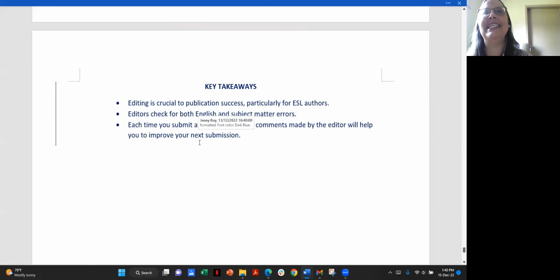Just a few key takeaways for you to remember for when you write your next paper. Editing is crucial to publication success, particularly for ESL authors. So send it to us for an edit. Even if it's just a copy edit, we can add value, undoubtedly. The other thing is that remember that editors are going to check for English and subject matter errors. So you're getting a 2-in-1.